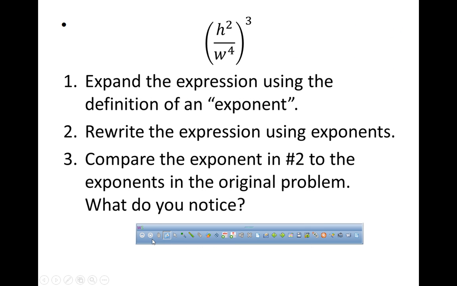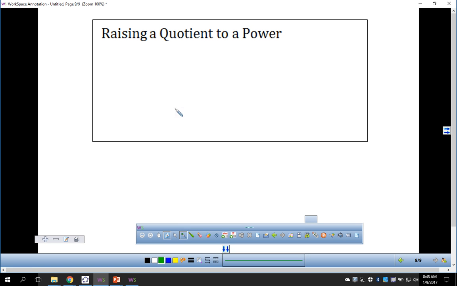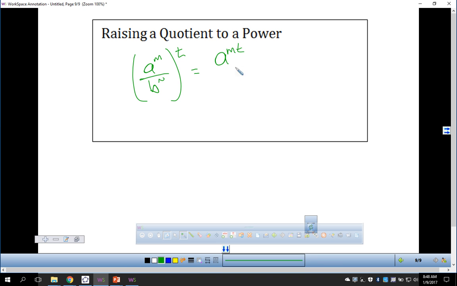Multiply the exponents. So the next rule says, lots of rules here, but they're all kind of related, right? That if you have something like, okay, raising a quotient to a power: a to the m over b to the n, raised to the, let's call it t this time, is equal to a to the mt over b to the nt. All right, so basically you just multiply the exponents. If there's no exponent here, you just multiply it times 1, right?